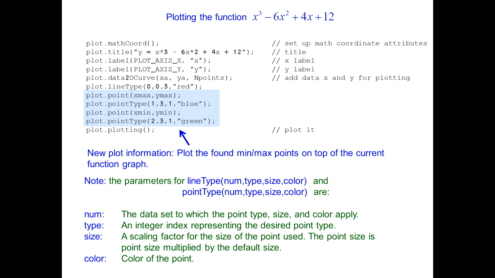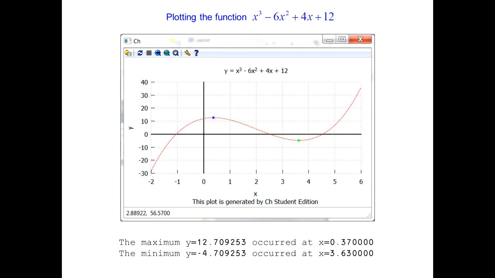Okay, 3 is the type of point that we want, so it's like the symbol, whether it's a star, point, X. Okay, the third value is the size, how big of a symbol do we want plotted, and then finally the color. Okay, so here what we're doing is, in addition to the line data, we are plotting 2 points, and this is how it shows up. So the max is being plotted in a blue star, and the min is plotted in the green star.